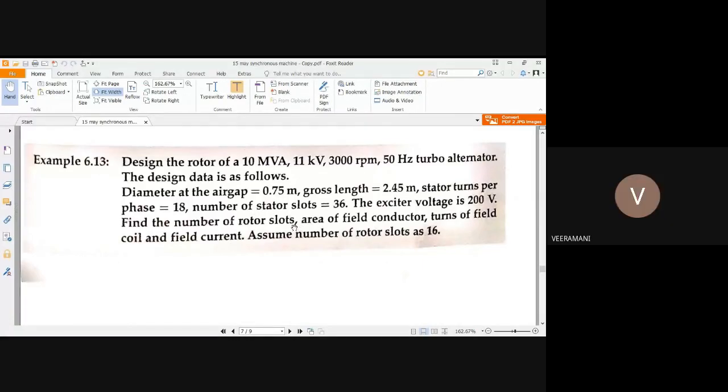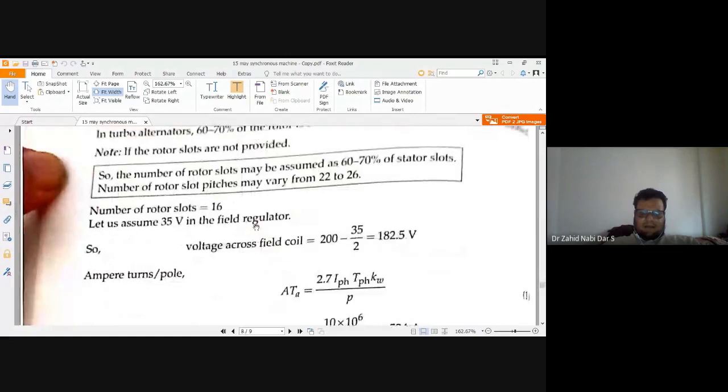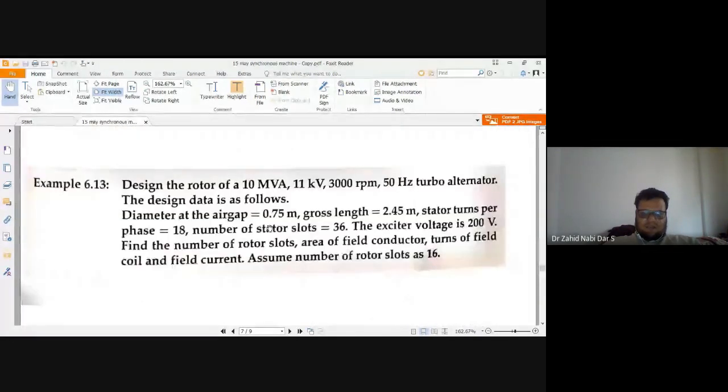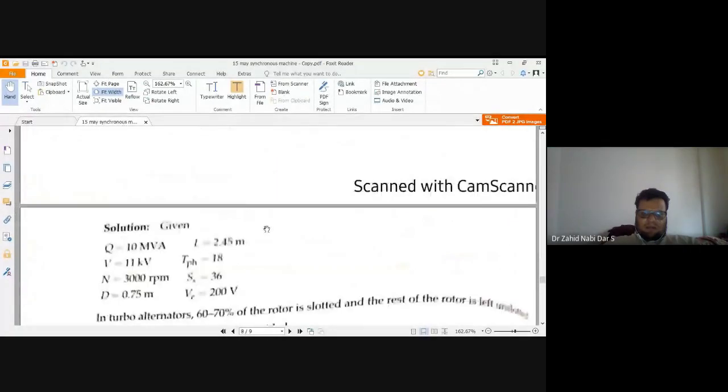No, sir, he's not asking. No, let's see. This is from a scanner? No, this is not from a scanner. This is from a good book. So why has he done it?